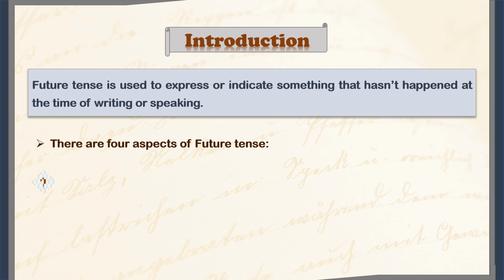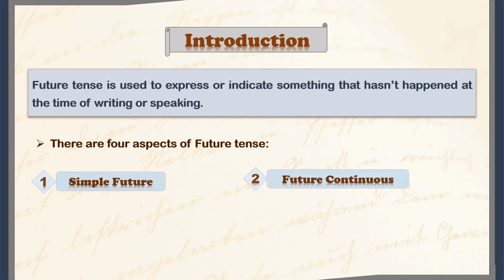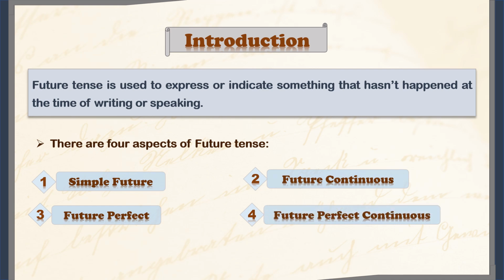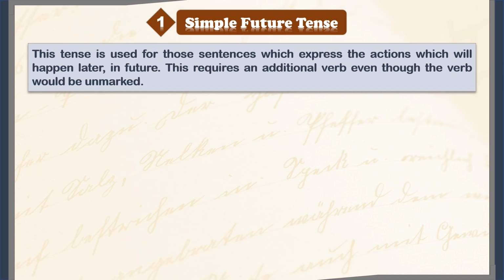There are four types of future tenses. The first one is simple future, second is future continuous, third is future perfect, and the fourth is future perfect continuous tense. Let us start with the first aspect, which is simple future tense. This tense is used for those sentences which express the action which will happen later in the future. This requires an additional verb even though the verb would be unmarked.